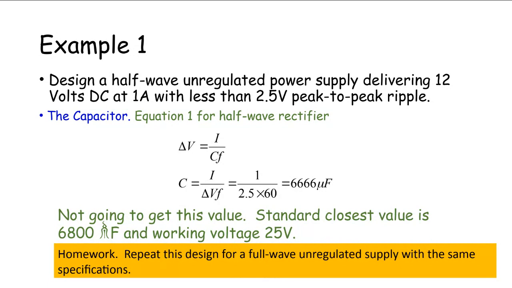So 6,666 microfarads. If you look at the standard capacitance values that are available, you will get something like 6,800, and that funny symbol looking like a candle is actually supposed to be a micro. I don't know what happened there, but in your handout it's there. There we go. That is supposed to be micro. So the closest standard value is going to be 6,800.